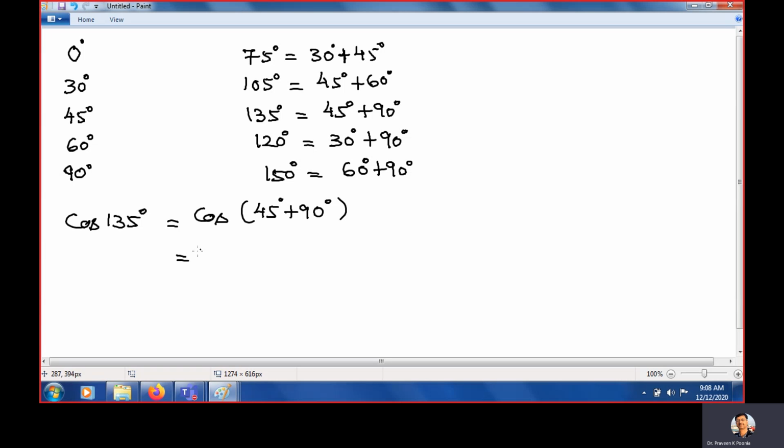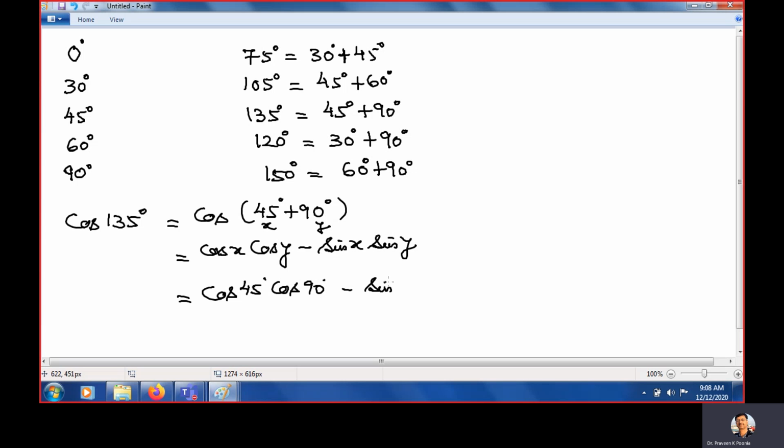45 plus 90. What is the formula for cos? Cos x cos y minus sin x sin y. This is x, this is y. So what will it be? Cosine 45 cosine 90 degrees minus sin 45 sin 90 degrees.